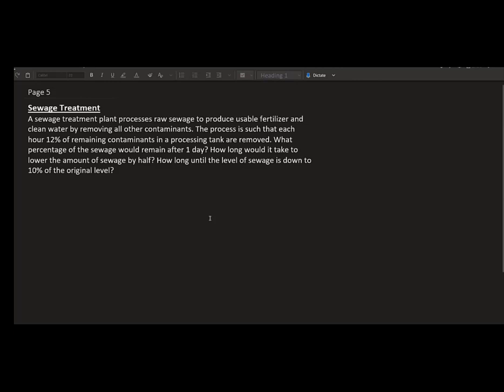So this is the sewage treatment. Let me read. A sewage treatment plant processes raw sewage to produce usable fertilizer and clean water by removing other contaminants. The process is such that each hour, 12% of the remaining contaminants in a processing tank are removed. So every hour, 12% of the contaminant is being removed from that plant.